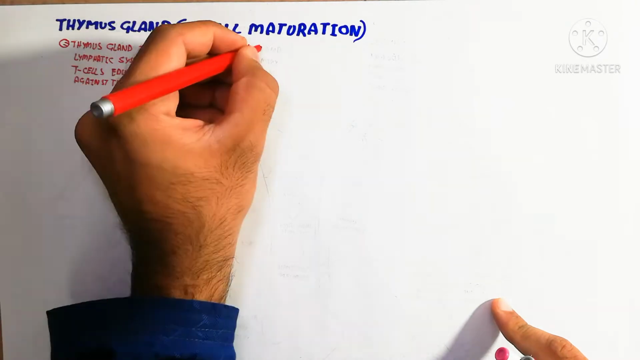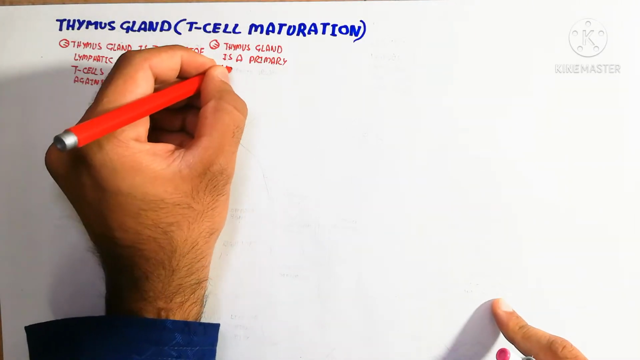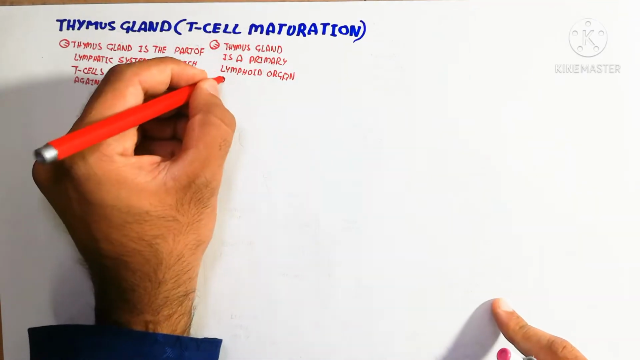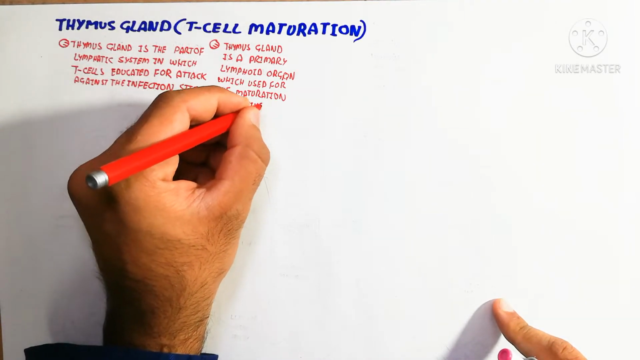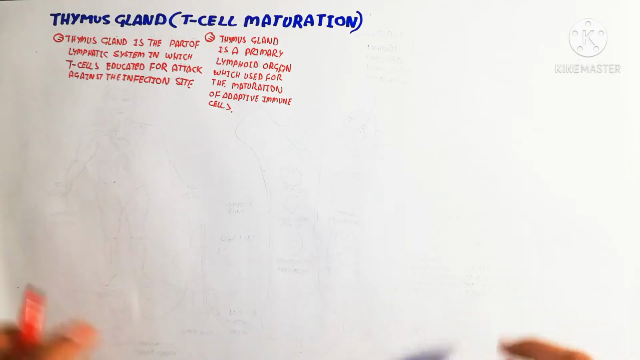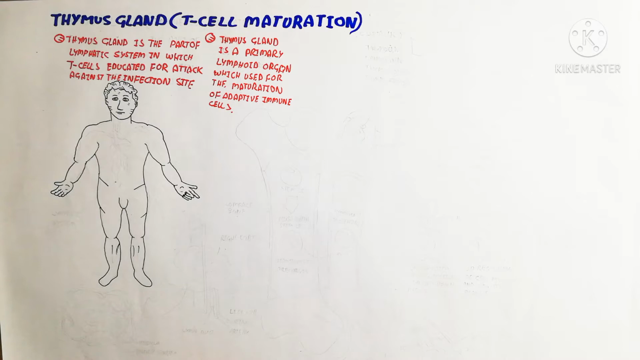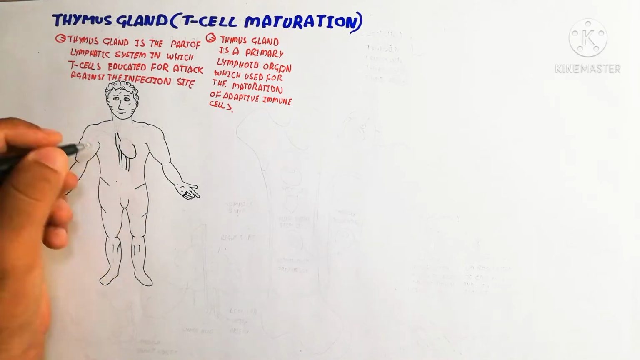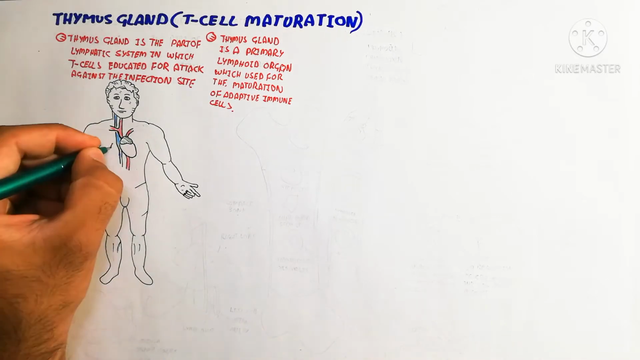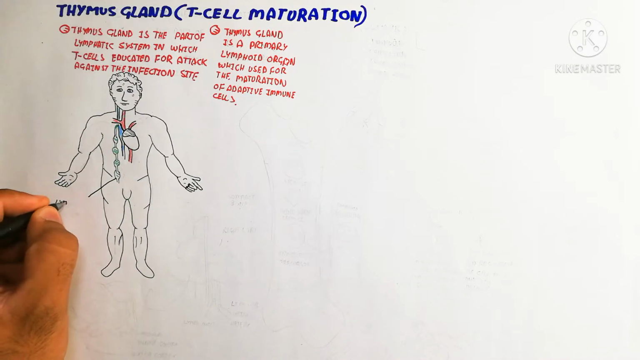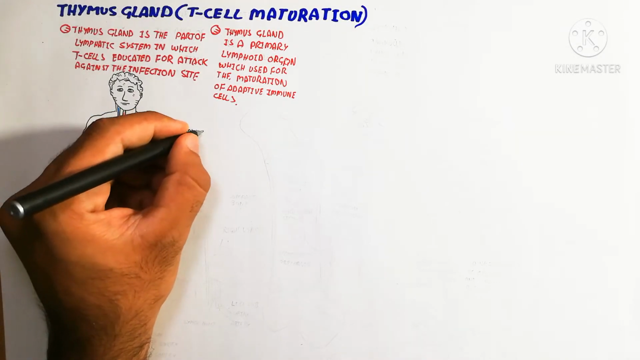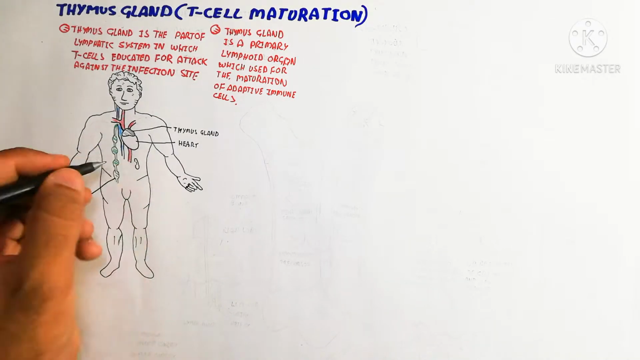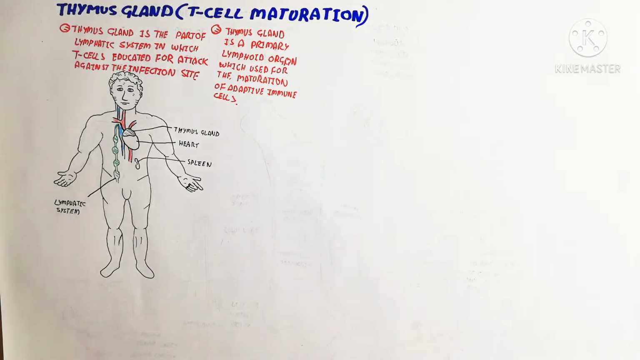The thymus gland is part of the lymphatic system in which T cells are educated to attack infection sites. The thymus gland is a primary lymphoid organ, which is used for the maturation of adaptive immune cells. Here is a person which contains a heart and lymphatic system, and other tissue is also present, which is the lymphoid tissue. The spleen and the tonsil are secondary lymphoid tissues or organs, while the thymus gland is the primary one for producing immune cell activation.